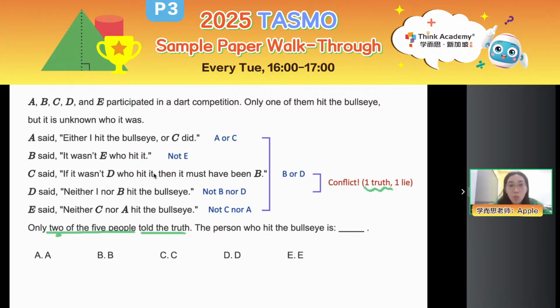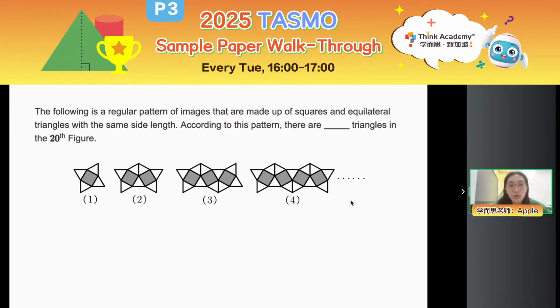So in this way, what about B's saying? B said, not E. So actually, it must be the liar. It must be the liar. Then B is the liar, which means who hit the bullseye? Should be, yes, should be E, okay? Not E is the lying. So what about the truth? Truth is, it's E. Okay? Yeah, so following this, let's move on to the next one.